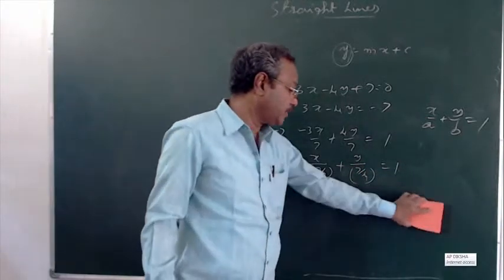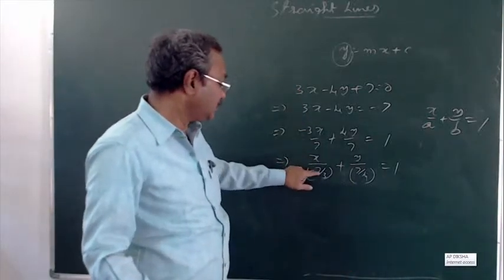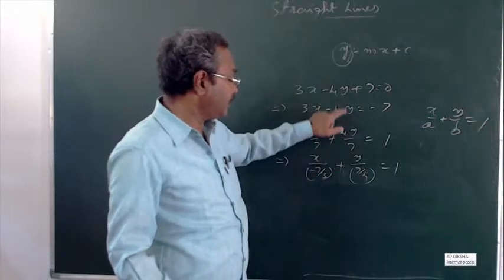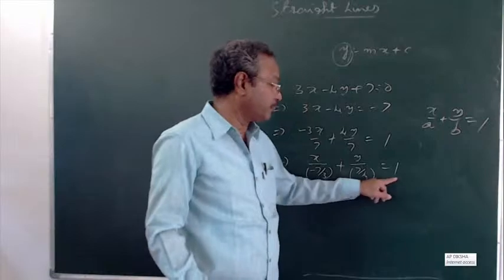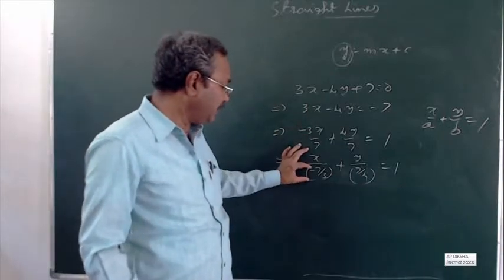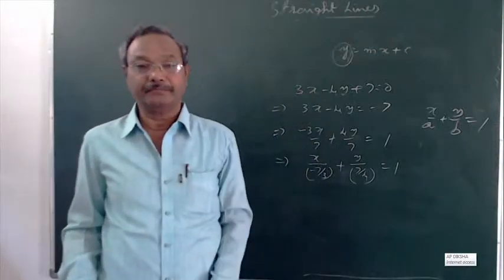So this shows that the x-intercept of the straight line is minus 7 by 3 units and the y-intercept of the straight line is 7 by 4 units, and this is of the form x by a plus y by b is equal to 1.